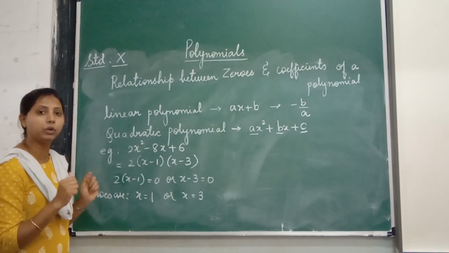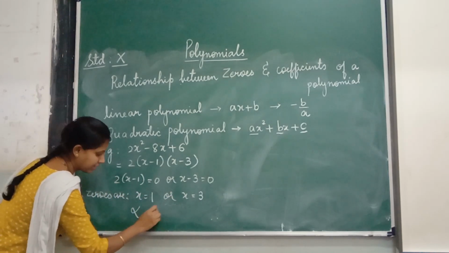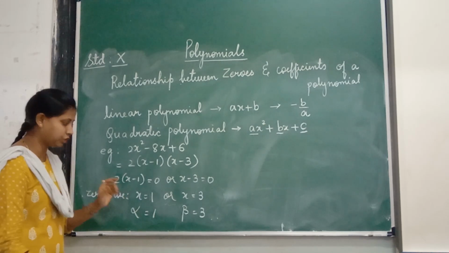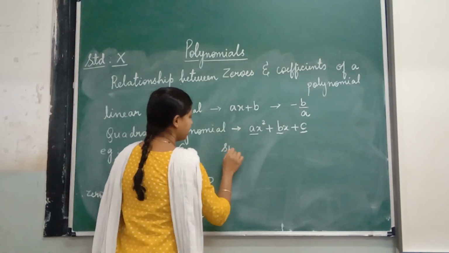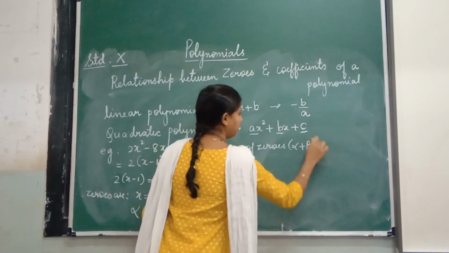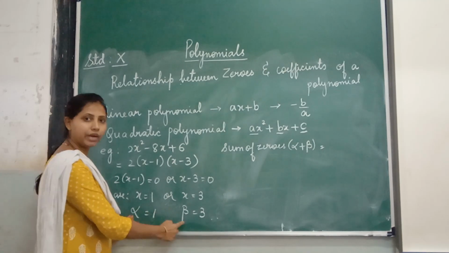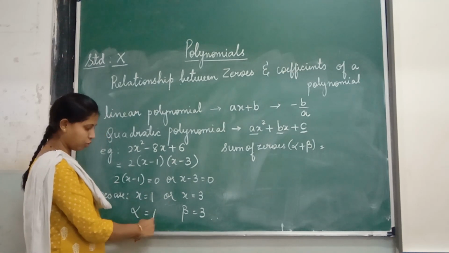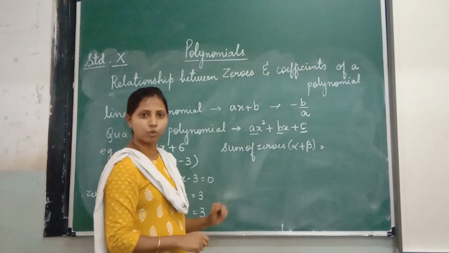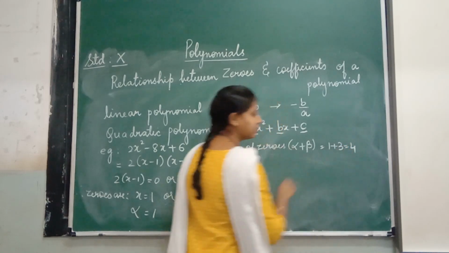Now how to find the relationship between the roots? Consider these two roots as alpha and beta. Consider one root, 1, as alpha and the other, 3, as beta. To find the relationship, find the sum of the zeros, that is alpha plus beta. Whatever roots you get, take one as alpha and another as beta. Now find the sum of the zeros, alpha plus beta. How much have we got? 1 plus 3, that is 4.